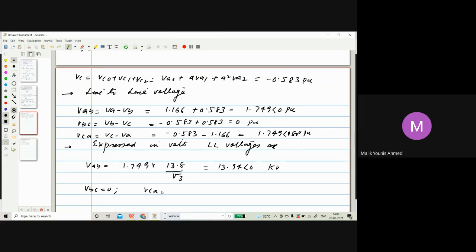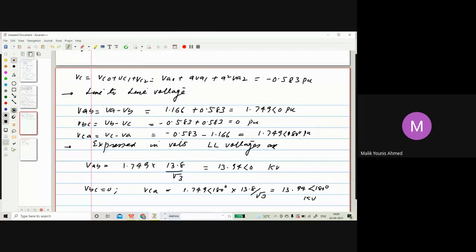VCA is 1.749 at an angle of 180. You can multiply it by 13.8 divided by under root 3. This value is 13.94 at an angle of 180 degrees in kilovolts.